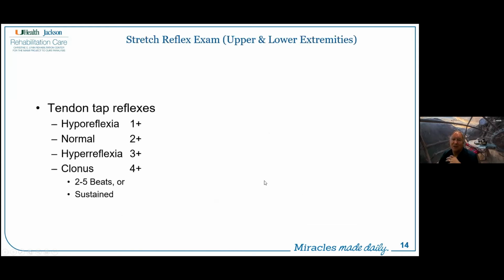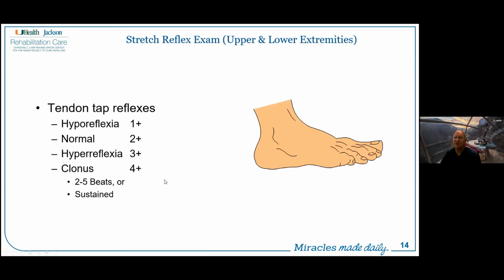That said, we also want to take a look at their reflex exam. And so we will actually do a tendon jerk reflex, and we report that out as normal is a 2+, 1+ is less than normal, or absent is a 0. Hyperreflexia is a 3+, and then clonus is 4+. Now, what is clonus? That's when you have hyperreflexia on both sides of a joint.